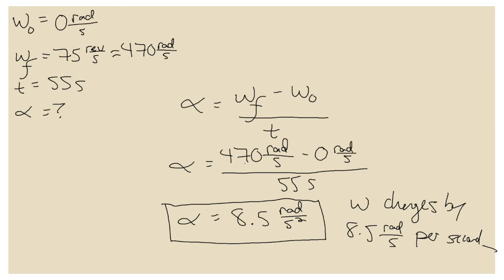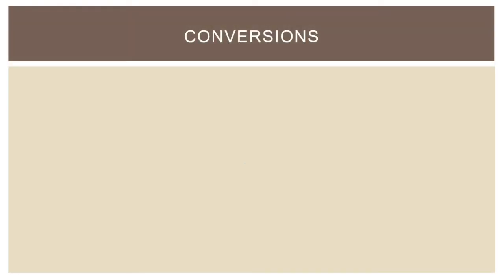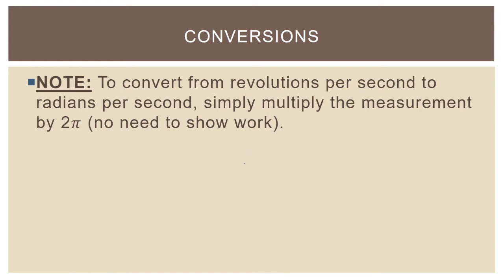Okay, so let's just take a second to write down a quick note about the conversions. For these conversions, note, to convert from revolutions per second to radians per second, you simply multiply the measurement by 2 pi. And so if you have x number of revs per second, you multiply by 2 pi radians over 1 revolution, and that gives you your measurement in radians per second.